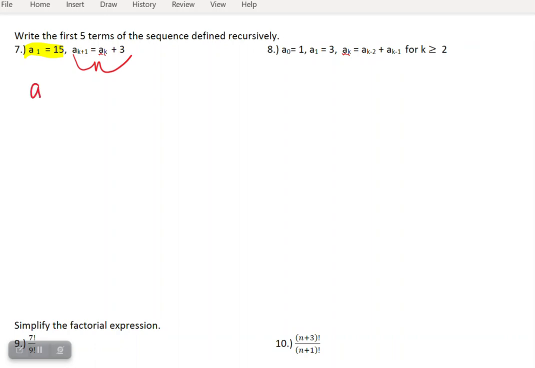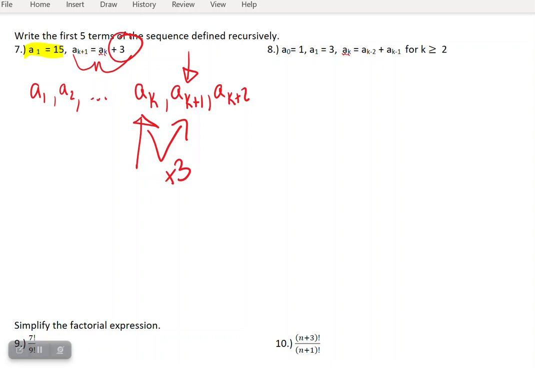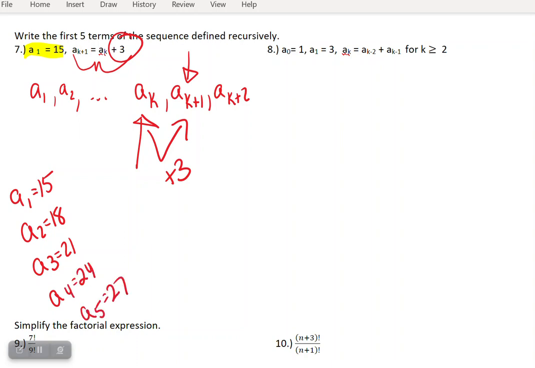So if we think about this, we have a sub 1, a sub 2. Eventually, we'll get a sub k, and then a sub k plus 1, a sub k plus 2. So we're adding. So what this is saying is to get this one, I have to go backwards 1 and add 3. So to get from here to here, we add 3 units. So let's think about that. If I am constantly adding 3 units, the first term should be 15, the second term should be 18, the third term should be 21, the fourth, 24, and the fifth term, 27.